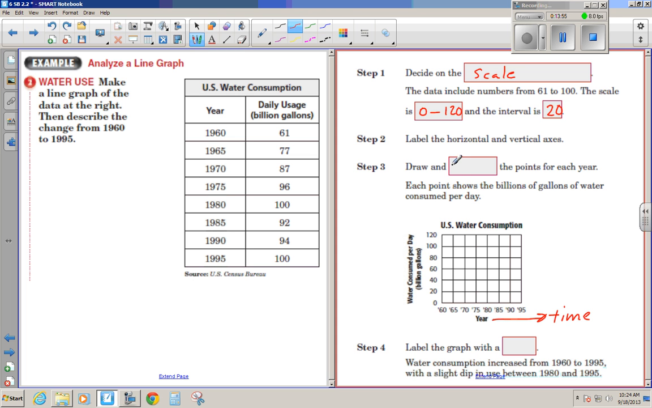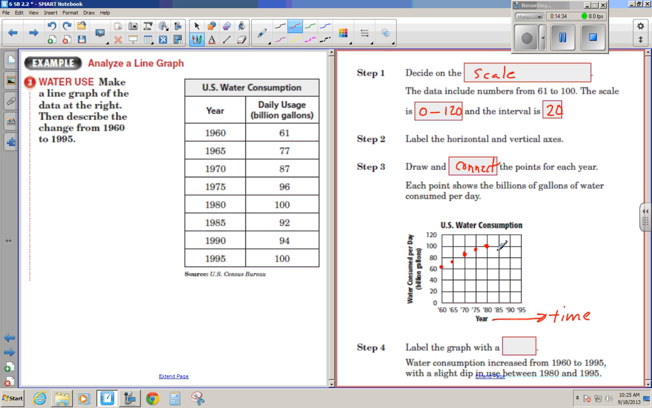So once you have that, you draw and connect the points for each year. Each point shows billion gallons of water consumed per day. So starting in 1960, it's 61. So you put a little dot. 1965, it's 77. In 70, it's 87. In 75, it's 96. In 80, it's exactly 100.